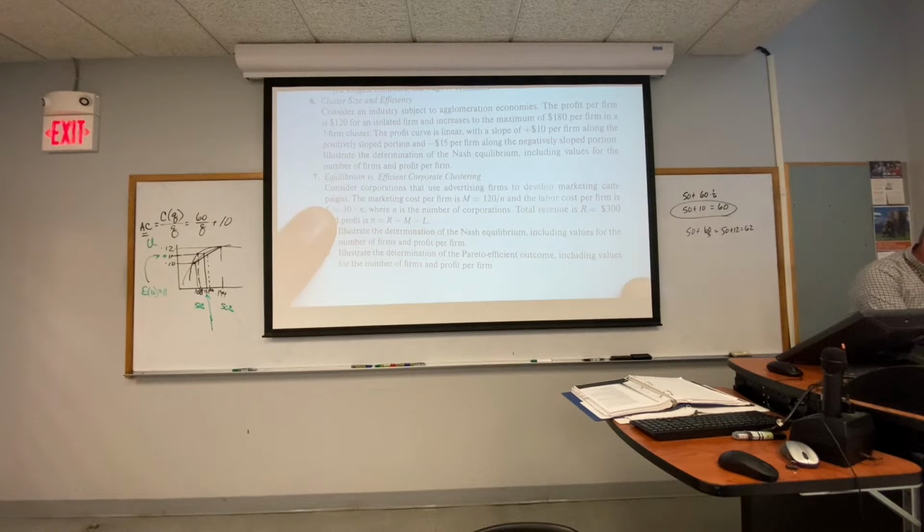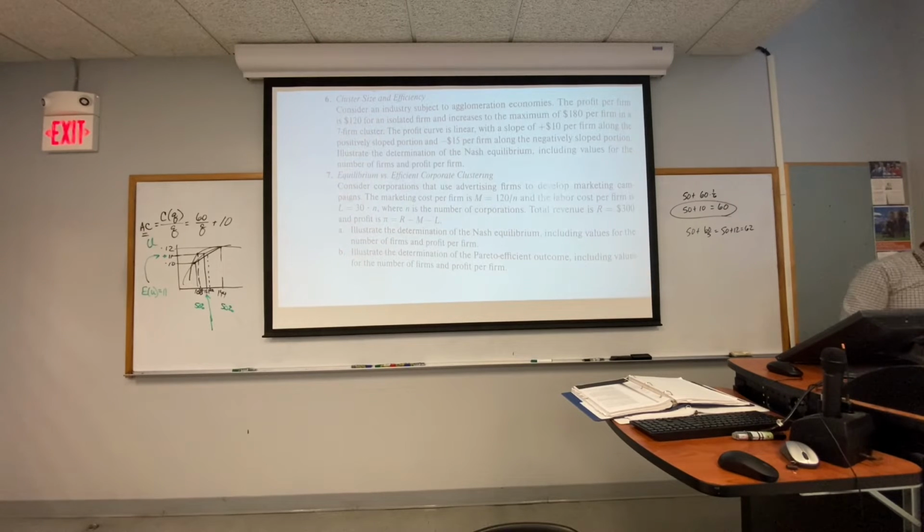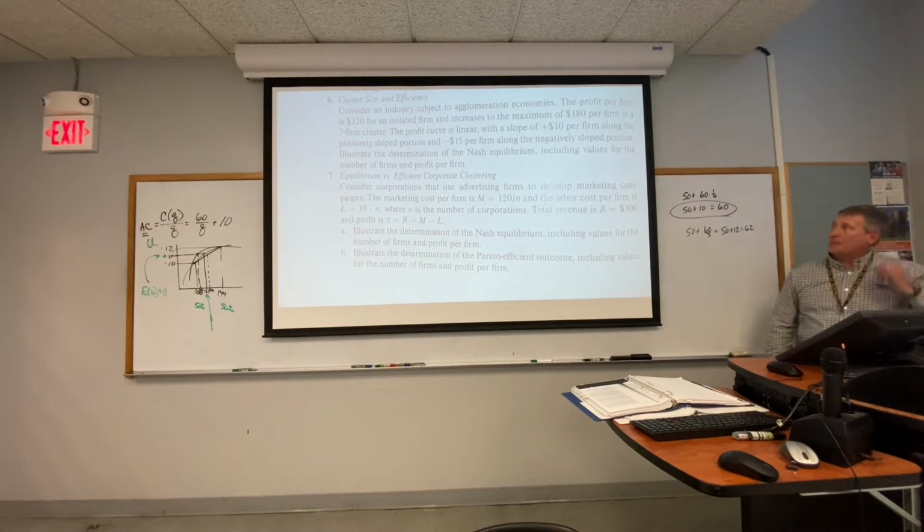Consider corporations that use advertising firms to develop marketing campaigns. The marketing cost per firm is M equals 120 divided by N, and the labor cost per firm is 30 times N, where N is the number of corporations. Total revenue is 300, and profit is that equation, R minus M minus L. All right, illustrate the determination of the Nash Equilibrium, including the values for the number of firms and the profit per firm. Okay, what did you guys do here?